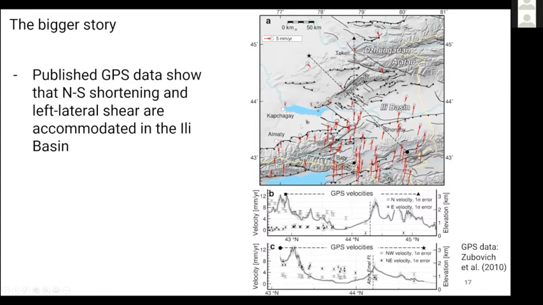And you can see the same over here, but it's not really that important. So the most important thing happens here in this graph. Okay, so this is what GPS tells us. Without going to the field, we already know that there is shortening and left lateral motion.